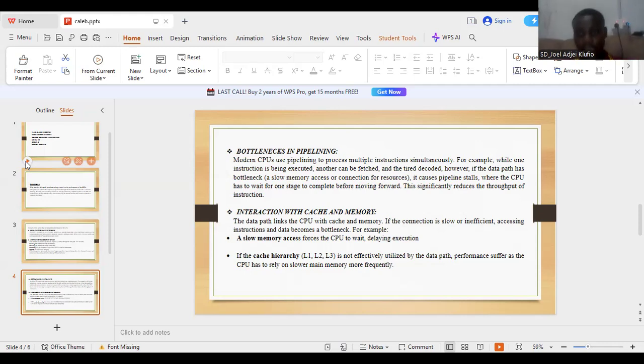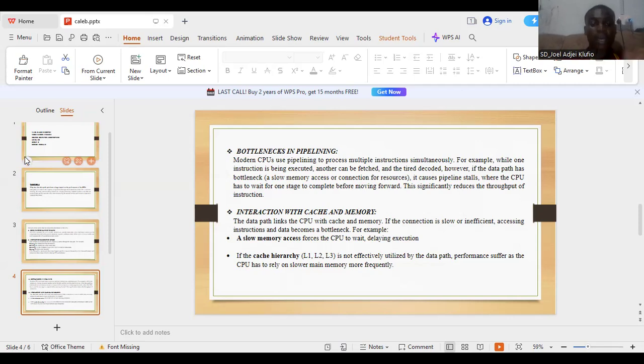However, if the data path has a bottleneck, which means slow memory access or a connection for resources, it causes pipeline stalls, where the CPU has to wait for one stage to complete before moving forward. This significantly reduces the throughput of the instruction. I explained throughput as the total amount of work that a CPU carries out. If it causes a pipeline stall, worker one must finish working, so worker two will wait, and worker three will wait. It takes a longer period of time before an instruction gets executed.